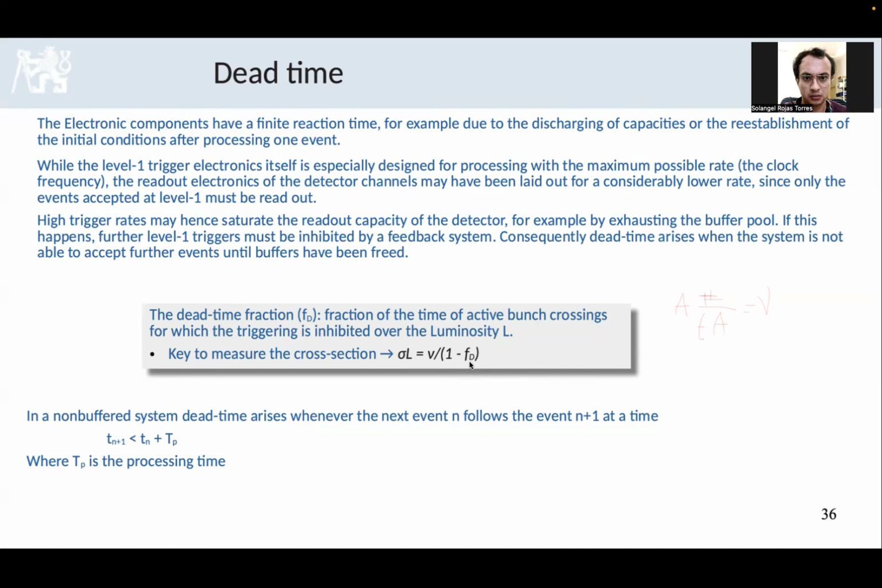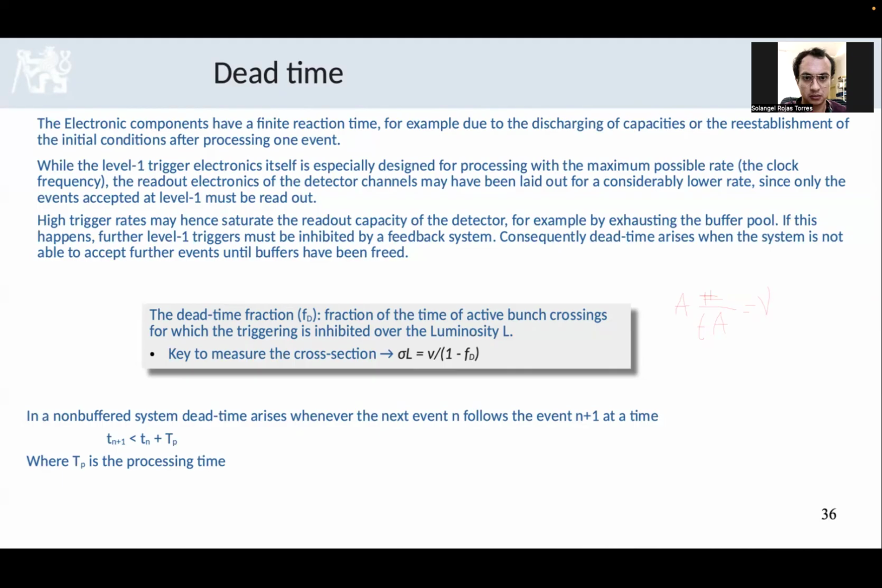But what you have written here, when you have changed this and put luminosity there, what you're saying is that FD equals the time of active bunch crossings for which the triggering is inhibited over luminosity. So you have time over luminosity, and it is supposed to be the FD. And that doesn't make sense because you wouldn't have a unitless FD. You would have seconds over luminosity. But like this is okay.